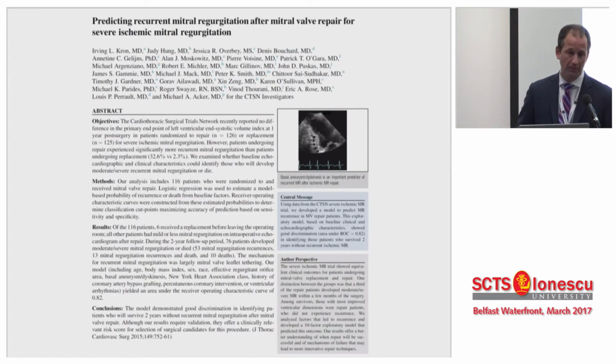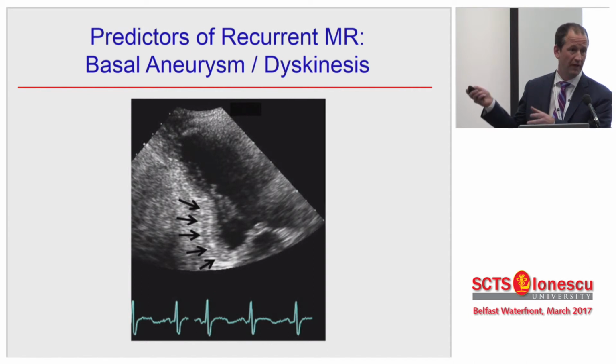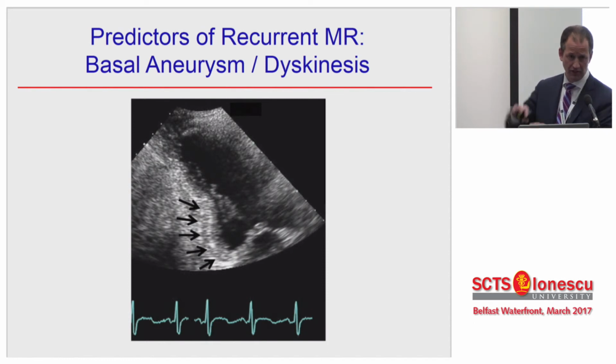Joe already mentioned this point, but I think this is the most important take-home message from that entire study: if you have a patient that has this basilar dyskinesis or aneurysm, not a typical aneurysm like we normally call it in cardiac surgery, but if you see this bulging underneath of the posterior annulus, do not repair those valves.